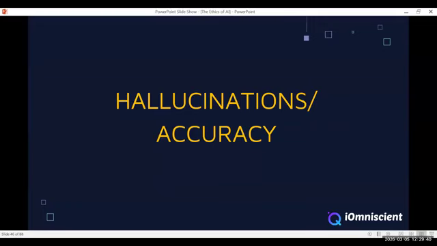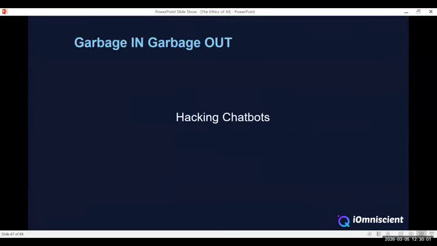Let's consider another aspect of AI. AI systems suffer from what they call hallucinations, which is essentially accuracy problems, right? Are these systems accurate? And how do we know they are accurate? Because they're usually black boxes. We don't know what's happening inside the black box. And so you put garbage in, you could get garbage out. You have the issue of chatbots being hacked.